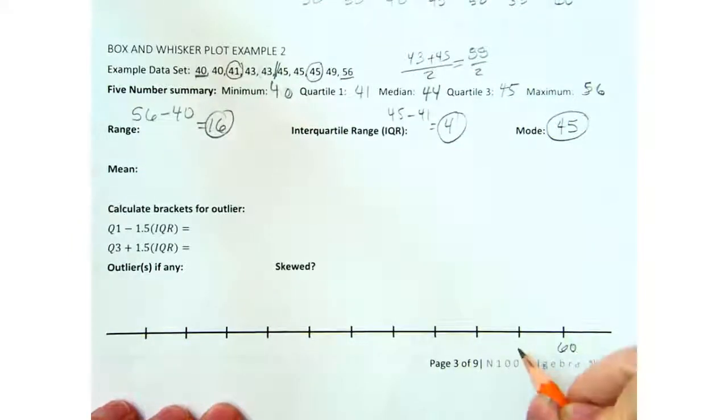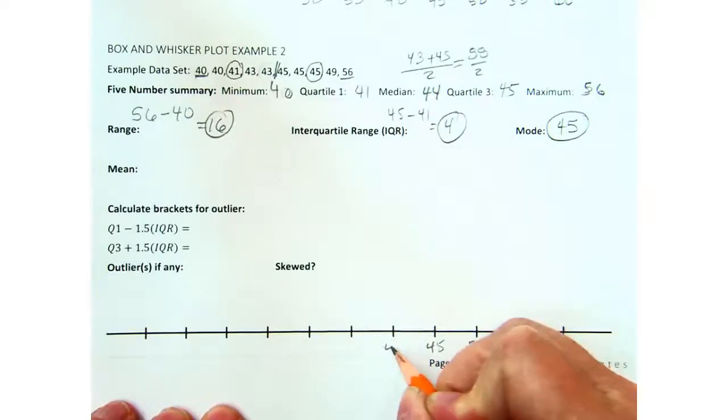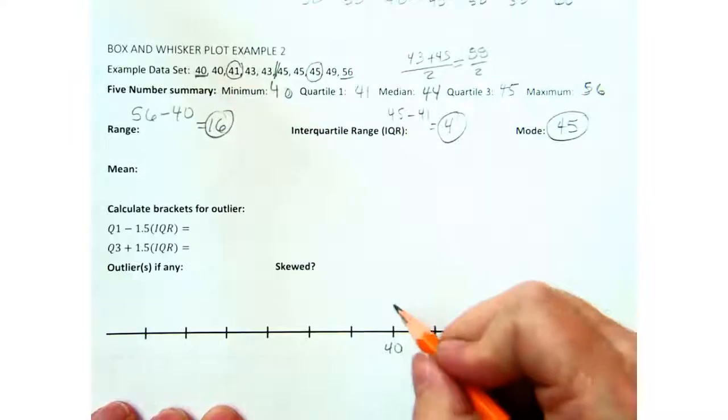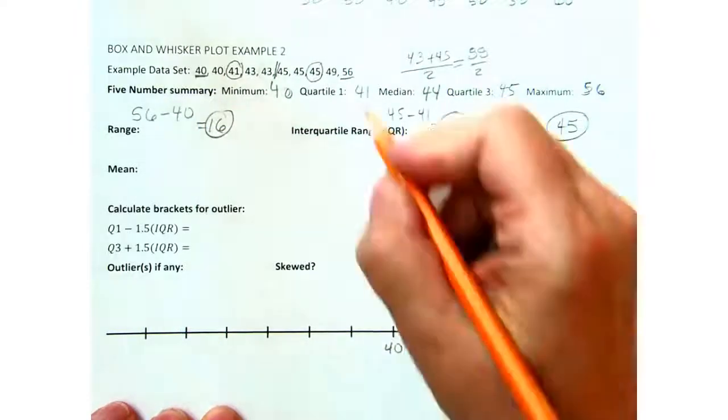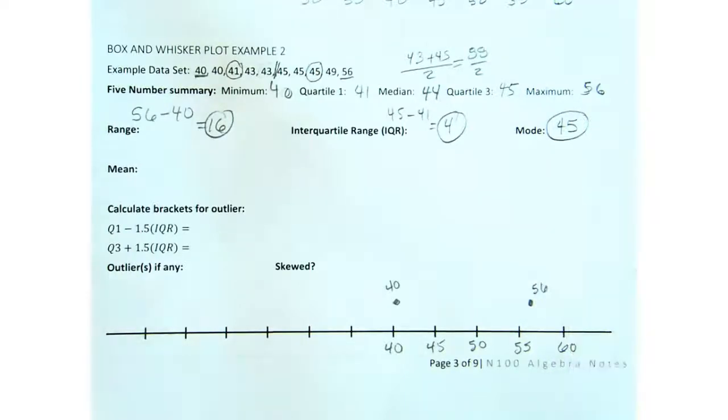For the interval, I chose 5 again. You might have chosen something else. This is fine as long as all of your data fits. To draw the box and whisker plot, mark the minimum and label it. Mark the maximum, 56, and label it.